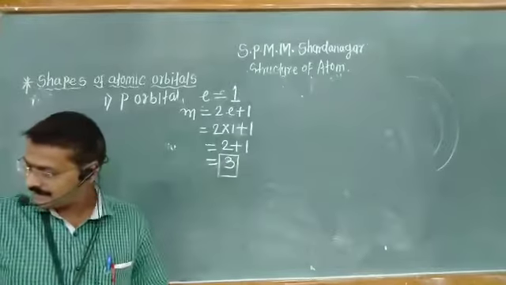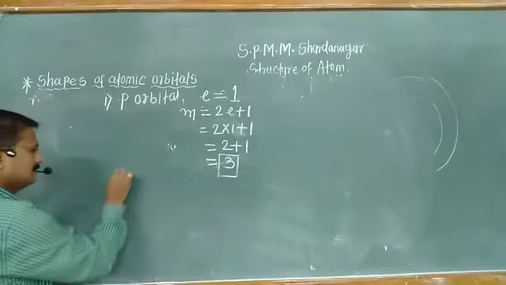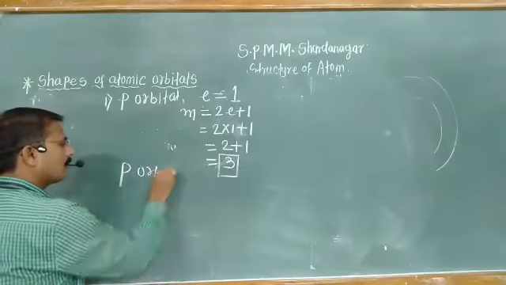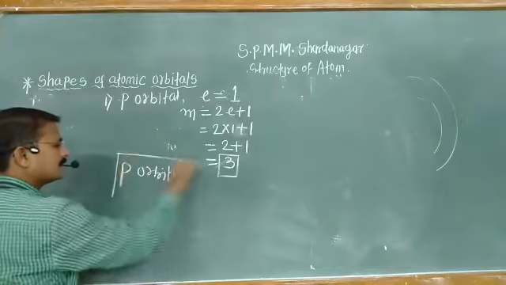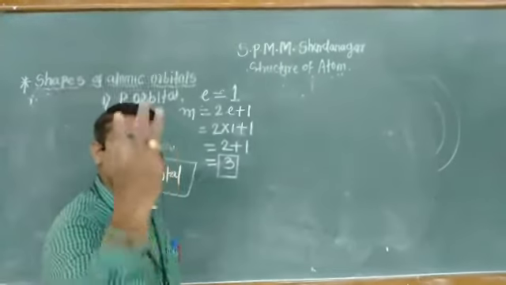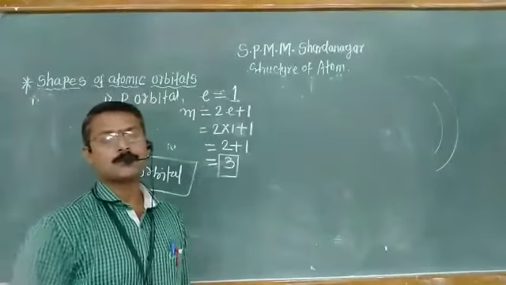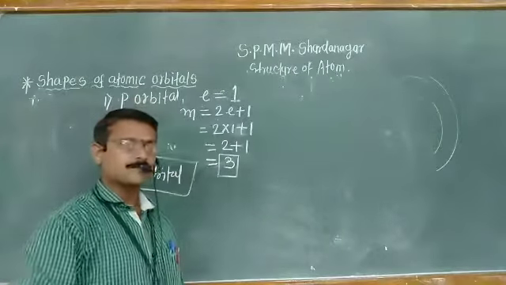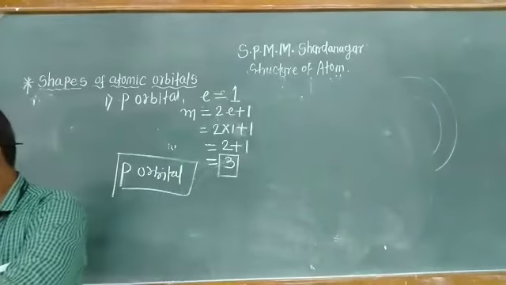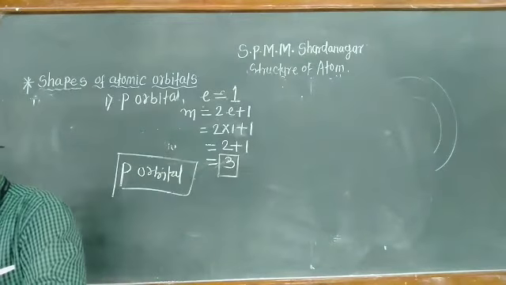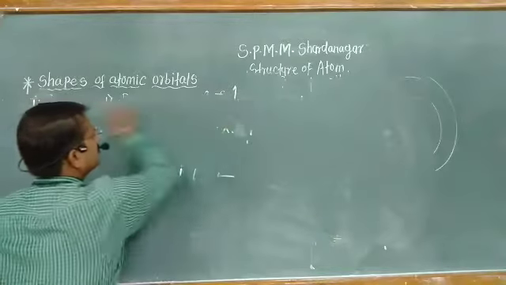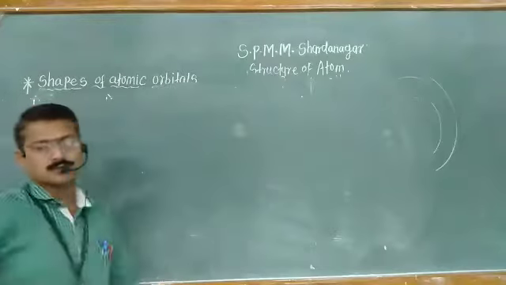This 3 says that the p orbital shows 3 types of orientation. How many types of orientation? 3. The p orbital gives 3 orientations. Now pay attention. We just saw that the p orbital gives 3 orientations.